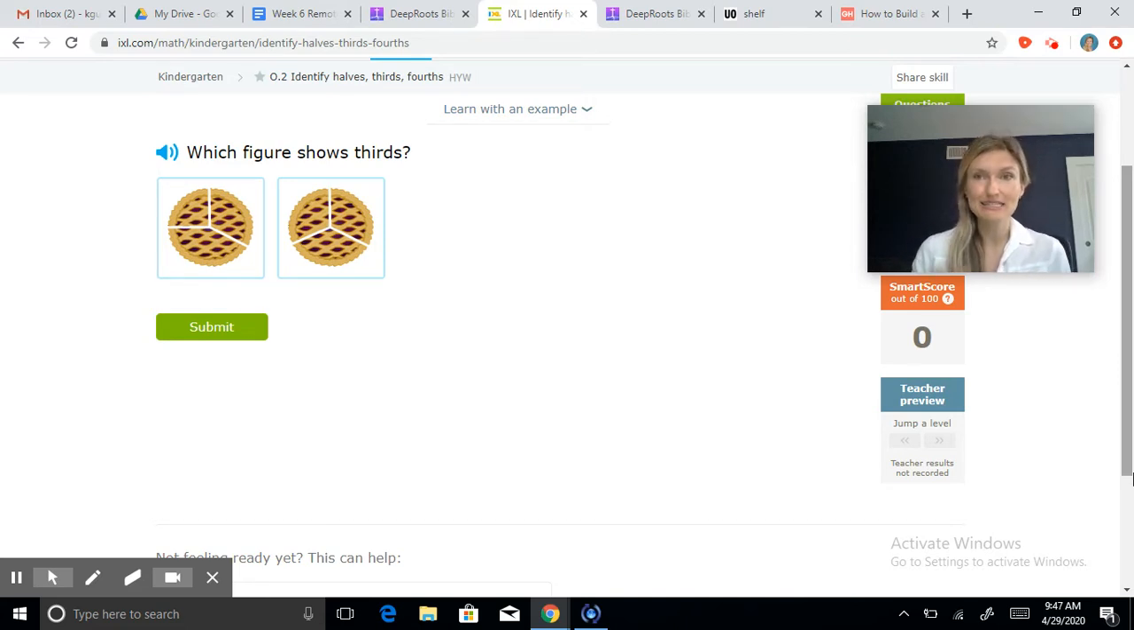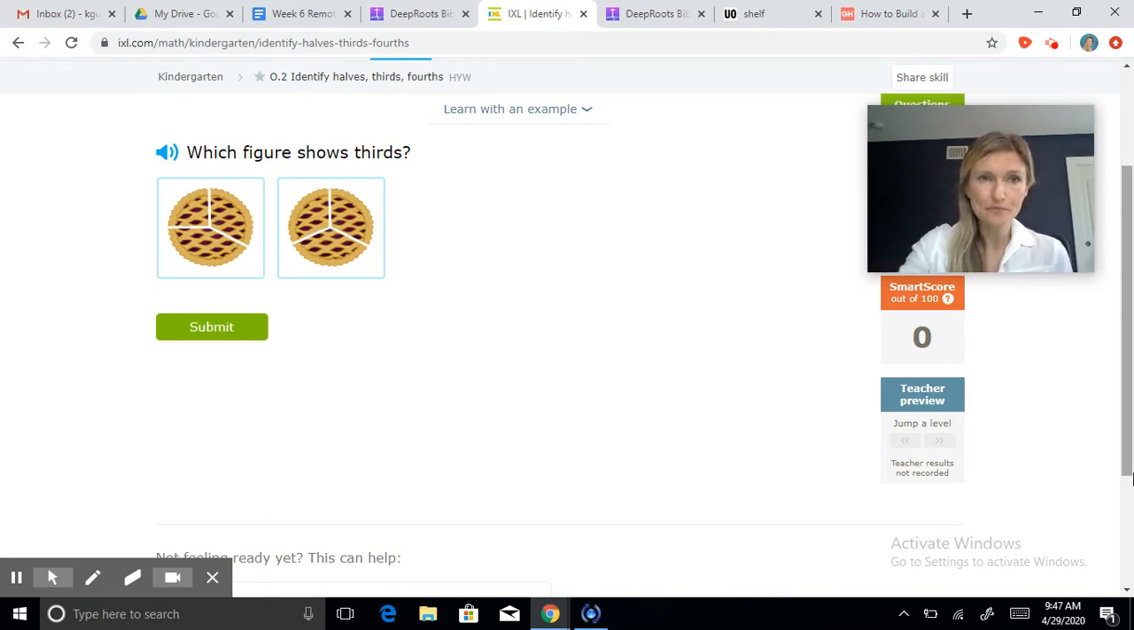And fractions means a part of something or a part of a whole, like a whole thing. So we're going to start today. We're focusing on halves, thirds, and fourths. Halves, thirds, and fourths. You'll notice my fingers go up 2, 3, 4, and that'll make sense in a second.